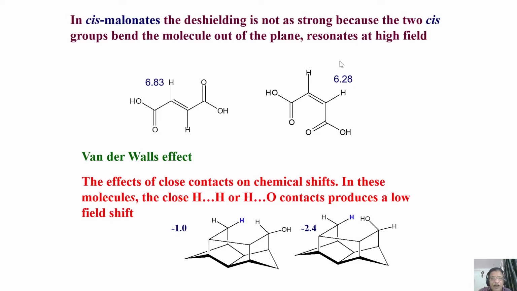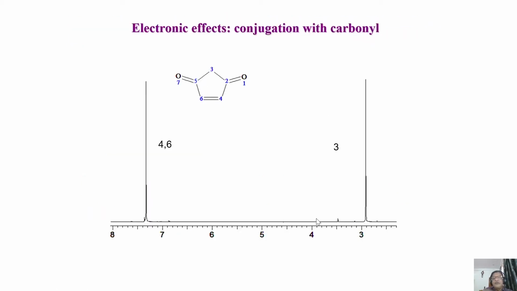Of course, there is one more important factor which can affect chemical shift, the Van der Waals effect. See, this is the effect of close contacts on chemical shift in these two molecules shown here. For example, this proton and this proton come in close spatial proximity. Similarly, this proton and this O come in close spatial proximity. Because of this Van der Waals effect, it gets more shielded. See, this goes up to -1 ppm. This goes up to -2.4 ppm, this proton. So these are some effects which happen because of substitution.